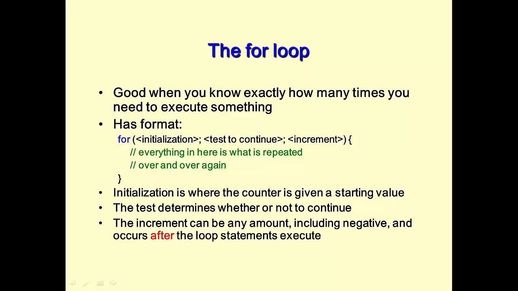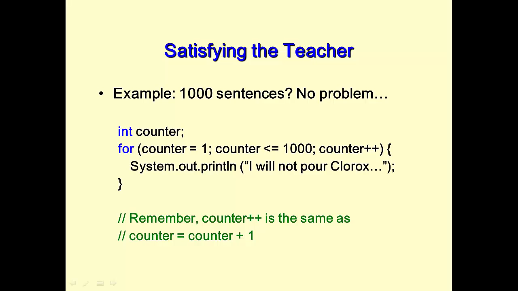In the middle, we have a test to continue, and if this thing is true, then we're going to continue everything on the inside of the loop, and you can see that it's highlighted in green. And then the third thing that we have says an increment, but it's really some kind of progress towards terminating this loop. Okay, so let's see an example of this.